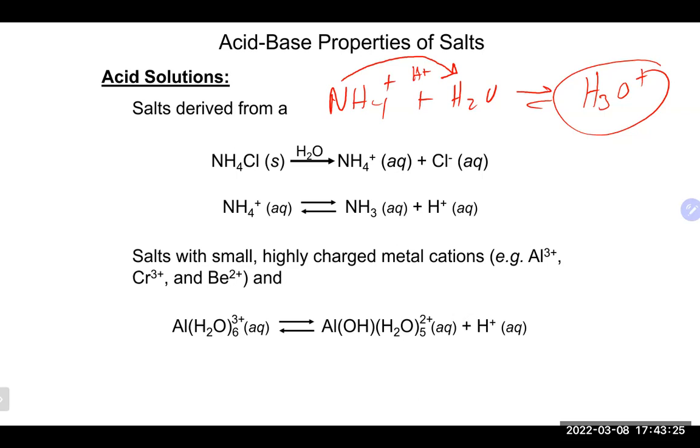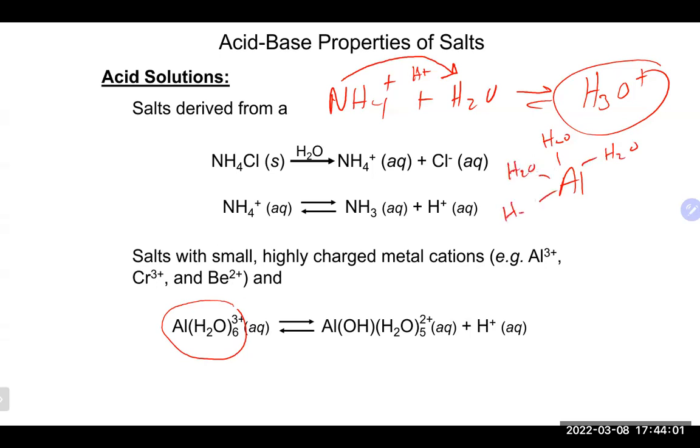There is another way that you could generate an acidic salt, and that is small, highly positively charged metals, like transition metals sometimes. They actually can behave like an acid or create an acid solution. So if we look at something like this, which is our aluminum with 6 waters attached. So we've got aluminum, and attached to it we have 6 waters coordinated around it.